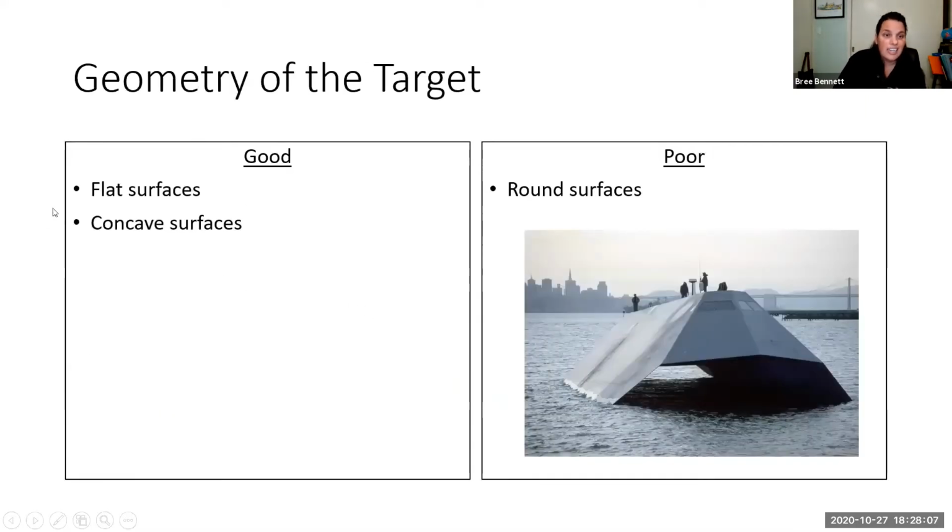Geometry of the vessel, again: flat or concave, curved inwards surfaces are really going to give you that reflection back. Rounded surfaces or really straight, not perpendicular surfaces are going to give you poor reflection. So it's all about getting that echo back to our radar antenna.